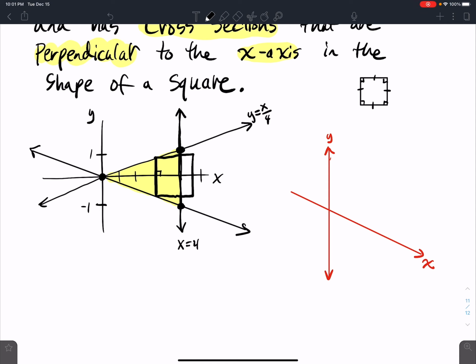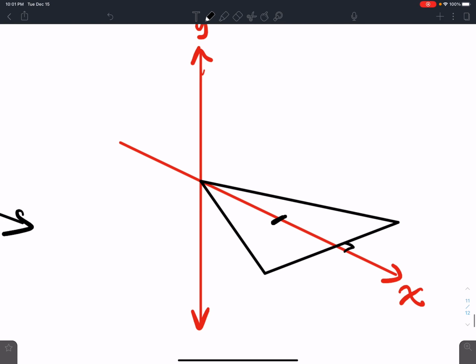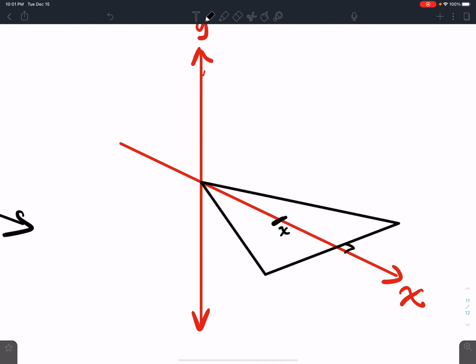Let's see here. We've got the line here coming out, and we've got the line here coming out. Okay, I think that looks pretty good. So that looks like it's perpendicular, right? That's what we're shooting for. And so then we take an arbitrary x value here, some arbitrary x value there.